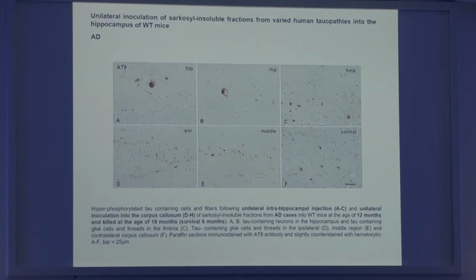Well, what happened following unilateral inoculation in the hippocampus of sarcosyl insoluble fractions in these different conditions? So regarding Alzheimer disease, following a survival time of 6 months in the hippocampus, we can see here the presence of stained neurons in the fimbria, and also in the ipsilateral, middle, and contralateral part of the corpus callosum.